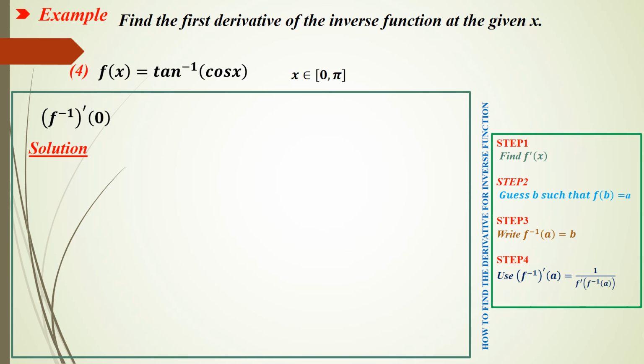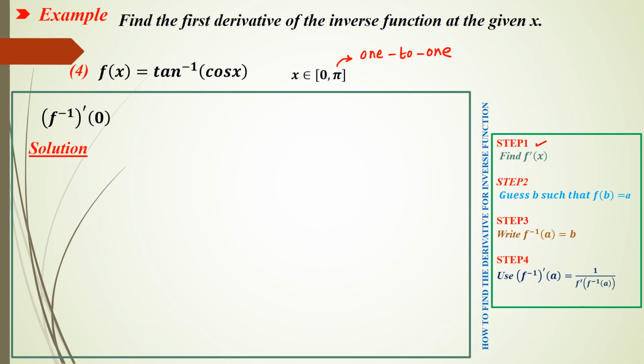In question number 4, we have the function f of x equals tan inverse cosine of x in the interval from 0 to pi. This interval is very important to make the function a 1-to-1 function, and a 1-to-1 function means the function is invertible, so we have f inverse in this interval.